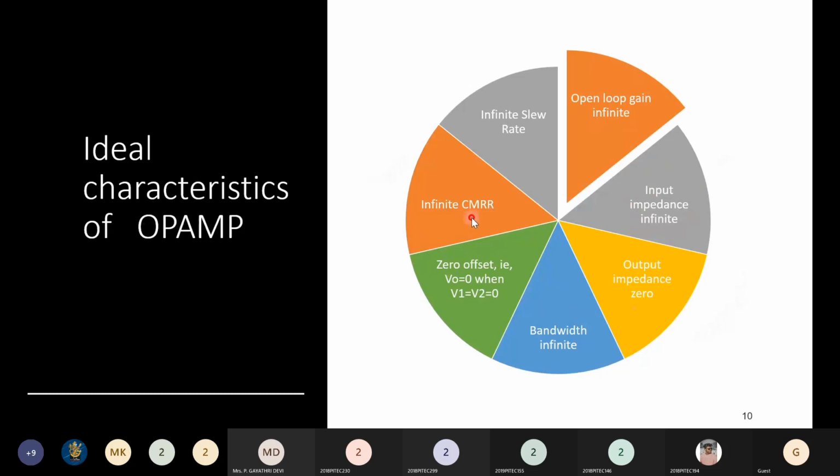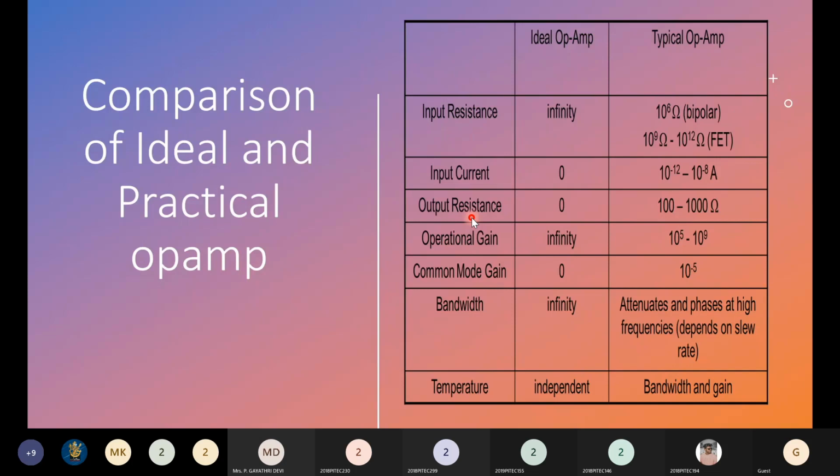But practically, when we try to do this, we will not get exact ideal characteristics. You can see here, input impedance, ideally it is infinity, but practically speaking, input impedance will be in the order of 10 power 6 to 10 power 12. Output resistance should ideally be 0, but it will be 100 to 1000 ohms. Gain should be infinity, but it will be between 10 power 5 to 10 power 9. It depends because we have two types of op amp, transistor based op amp and FET based op amp, so you'll have a change in the characteristics. Similarly bandwidth, everything. Ideally, if it is infinity, practically it will be very high. Ideally, if it is 0, practically it will be very low.